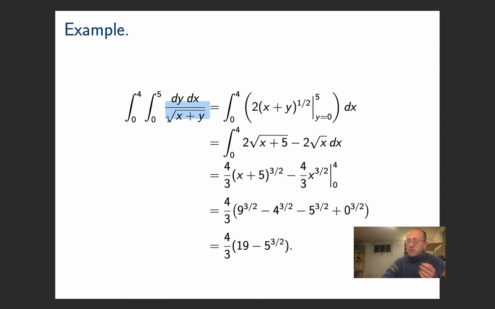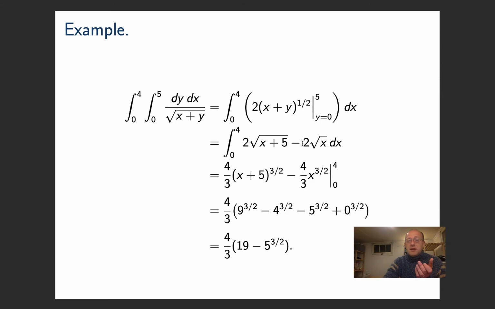1 over the square root of x plus y, which is to say x plus y to the minus half power. We can use the power rule to integrate it. So add 1 to the power, we get x plus y to the positive 1/2. And we have to divide by that power. We have to divide by half, which is the same thing as multiplying by 2. That's an antiderivative, 2 times x plus y to the 1/2.